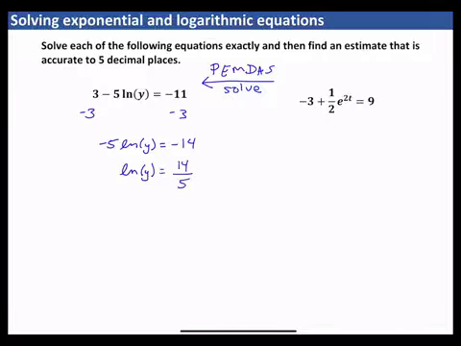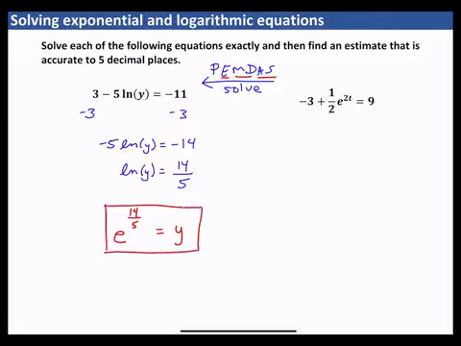So at this point, we've undone addition and subtraction. We've undone the multiplication or division. And now we are looking at undoing a logarithmic function. Well, a logarithm is a different way to think of an exponential function. So in fact, we will reverse this logarithmic function by rewriting it in exponential form. We know that 14 fifths is the power to which we raise e to get y. So this is our exact answer for y.